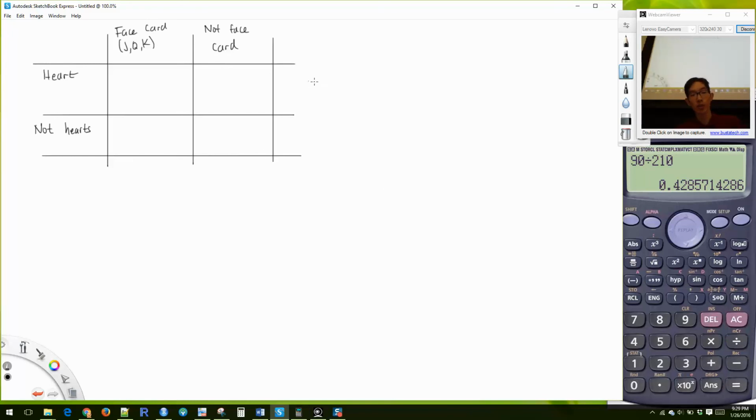How many hearts total do we have in the deck? 13. How many hearts are face cards? 3. How many hearts are not face cards? 10. How many non-hearts are there? You'd have 3 suits: clubs, diamonds, and spades. So you got 39. How many are face cards? 9, 3 in each suit. How many are not face cards? 30. You're going to have 12 face cards total, 40 cards that are not face cards, for a total of 52.